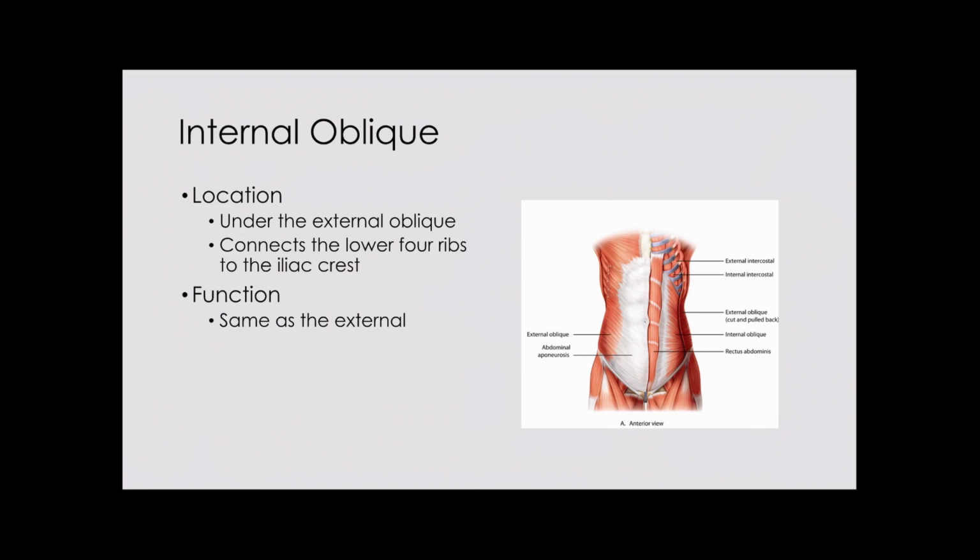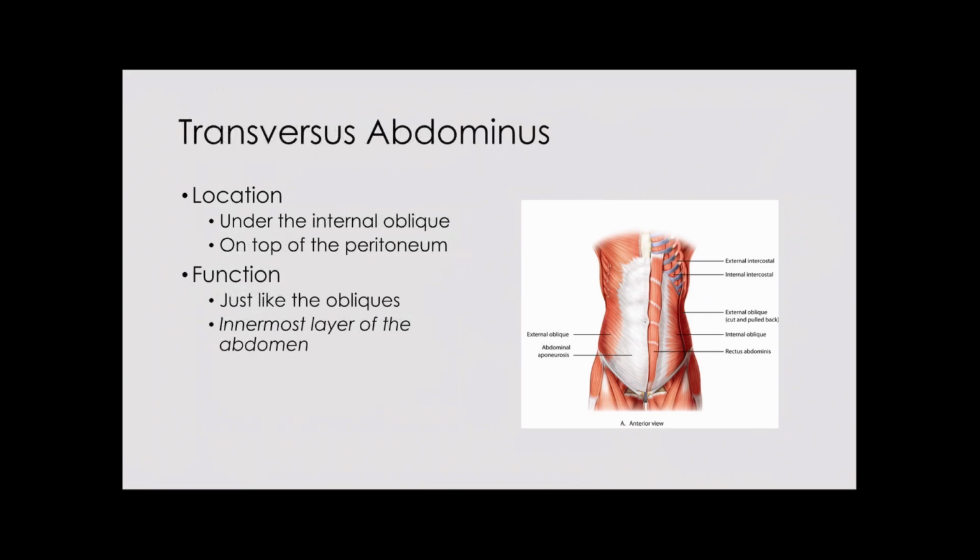Your internal obliques are the ones that are under your external oblique. They connect your lower 4 ribs to your iliac crest, and they are involved in flexion, lateral flexion, and also trunk rotation. So remember, the external oblique connects your lower 8 ribs to your iliac crest. The internal oblique connects the lower 4 ribs to your iliac crest.